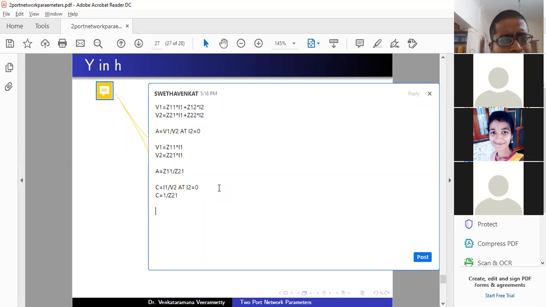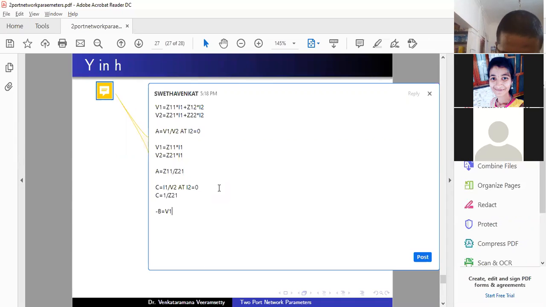Now I want to calculate B, or minus B. If I want to calculate minus B, what is the relation? Anyone able to do? Minus B is V1 by I2 at V2 equal to 0. So keep V2 equal to 0 in the second equation. Then the second equation becomes 0 equal to Z21 I1 plus Z22 I2, because V2 equal to 0.